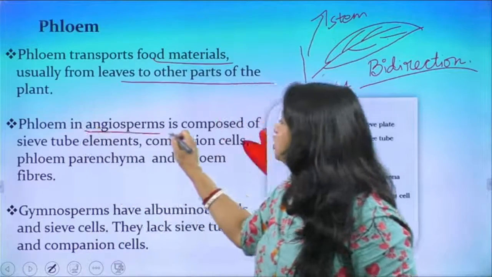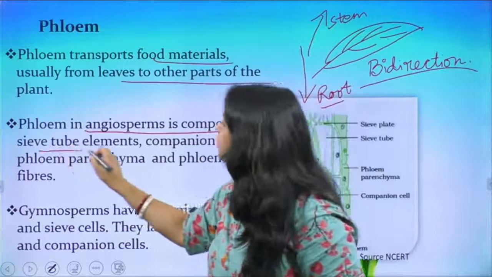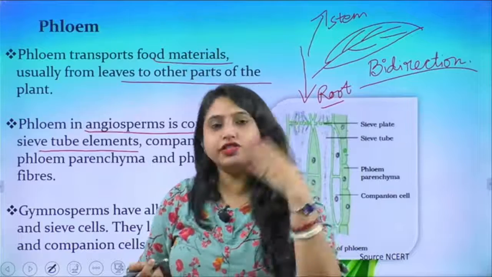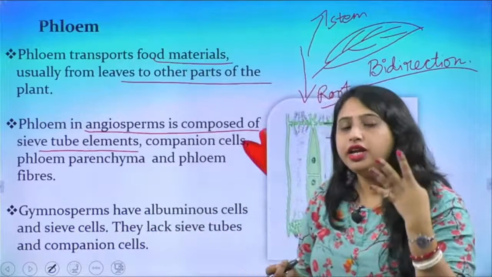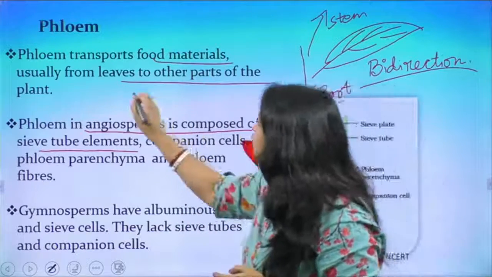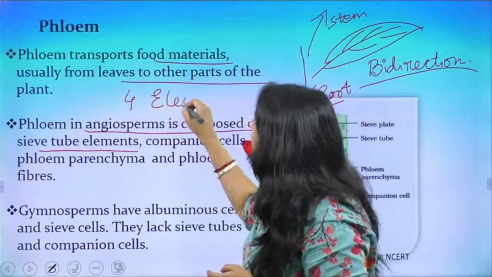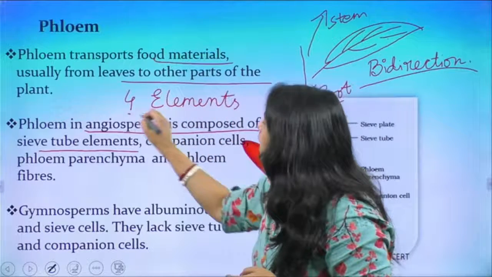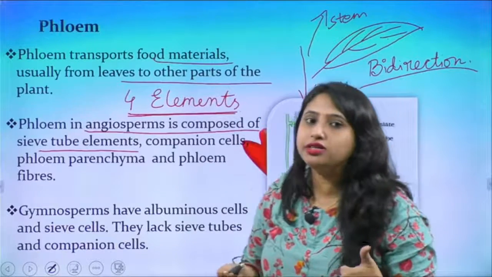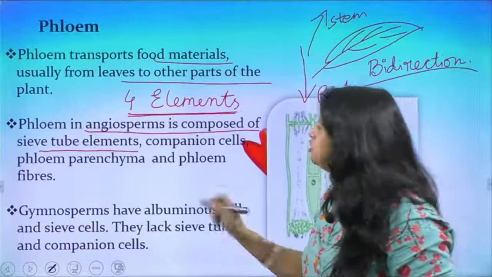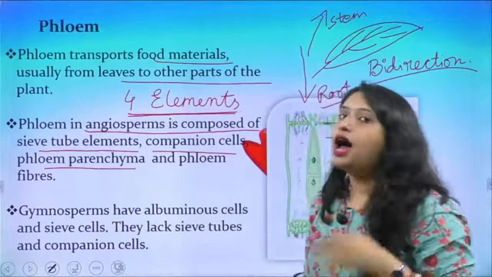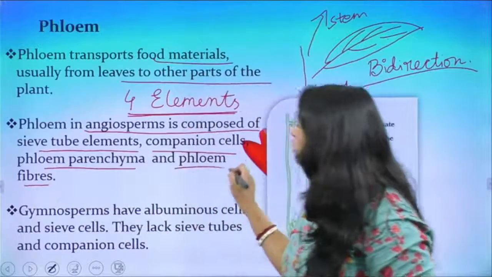Phloem in angiosperms is composed of sieve tube elements. Again, in case of the phloem, there are 4 elements. As you have seen, the xylem is made up of 4 structural elements, and similarly the phloem is also made up of 4 structural elements. What are the 4 structural elements? The first one is the sieve tube, the second one is the companion cell, the third one is the phloem parenchyma, and the fourth one is the phloem fibers.